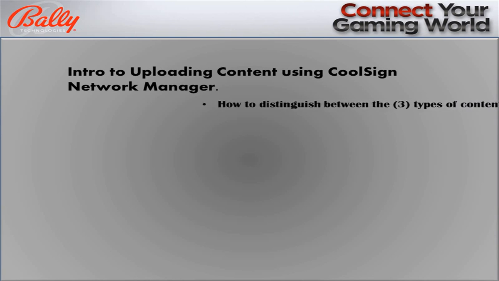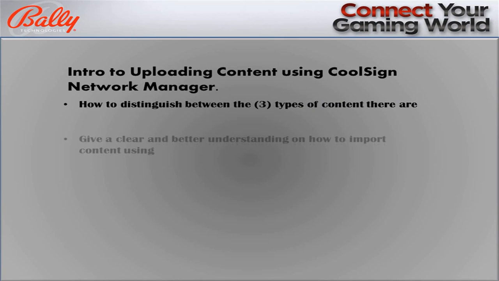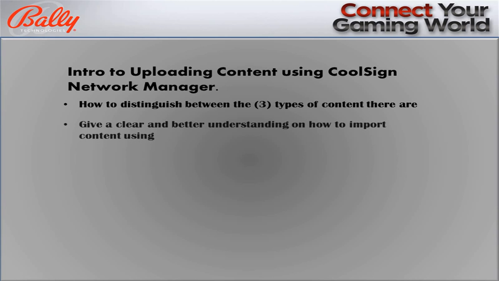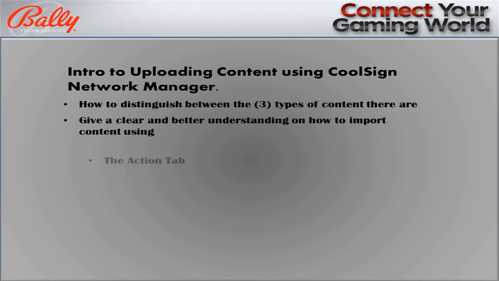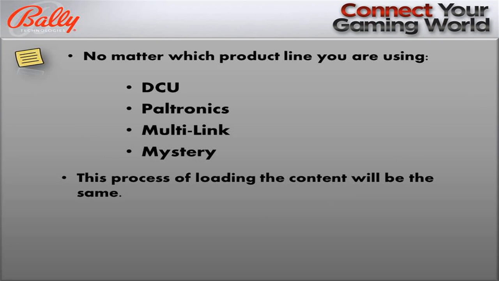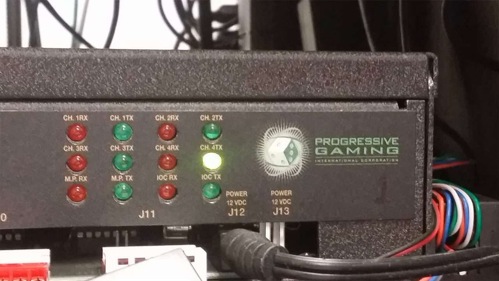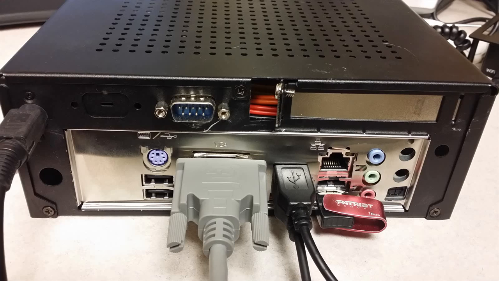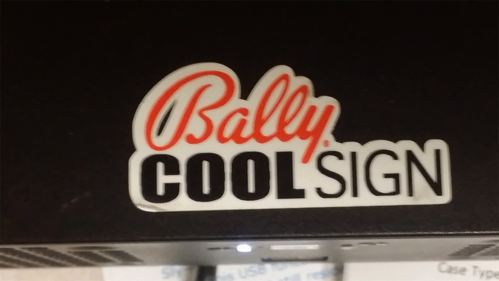In this series, we will be covering the following: how to distinguish between the three types of content there are, give a clear and better understanding on how to import content using the import feature using the Action tab, as well as use the drag and drop method, which is my preferred method. We will also go over how to export and delete content. Note, no matter which product line you are using, DCU, Powtronics, Multilink, or Mystery to load content on a CoolSign Node player, this process will be the same. It's just a matter of assigning the correct dynamic data when required.